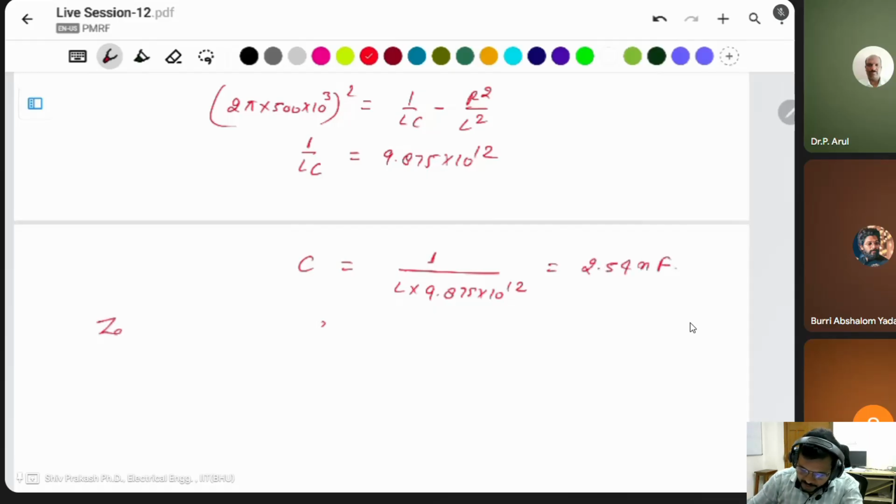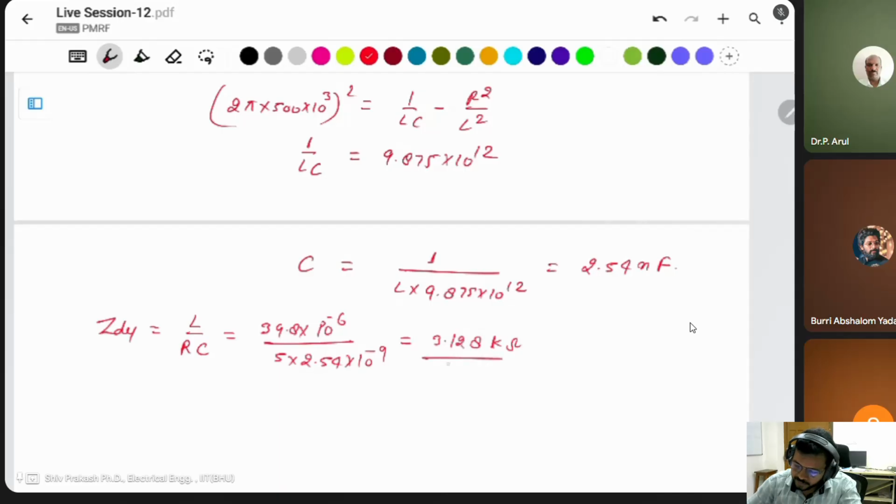Then the dynamic impedance is simply L by RC. L is 39.8 into 10 to the power of minus 6, divided by R, where R is 5, into 2.54 into 10 to the power of minus 9. This will be 3.128 kilo ohm.